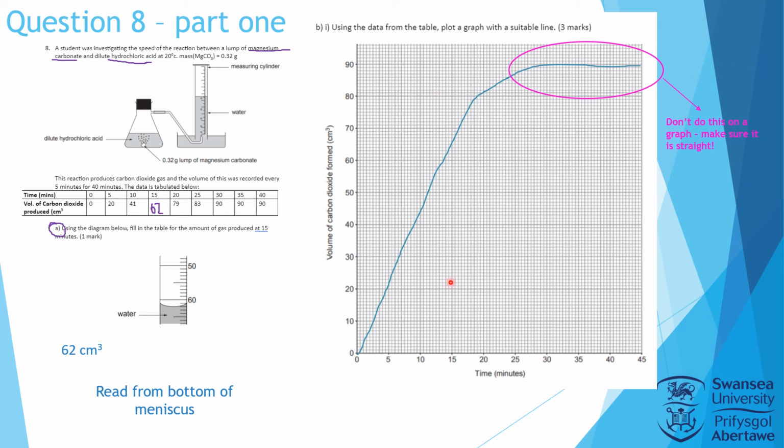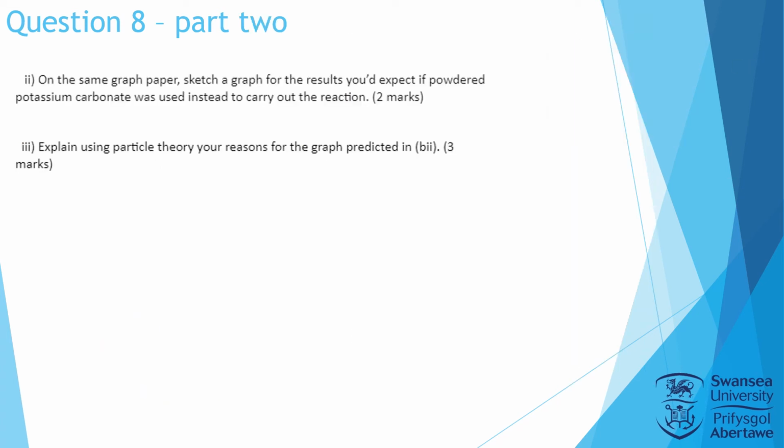So when you're drawing this graph yourself, this bit I've highlighted, you need to make sure this line is perfectly straight, because it can't go down, because you can't make 90 centimeters cubed of carbon dioxide and then go down to, say, 89. This line must be straight for the entire time.